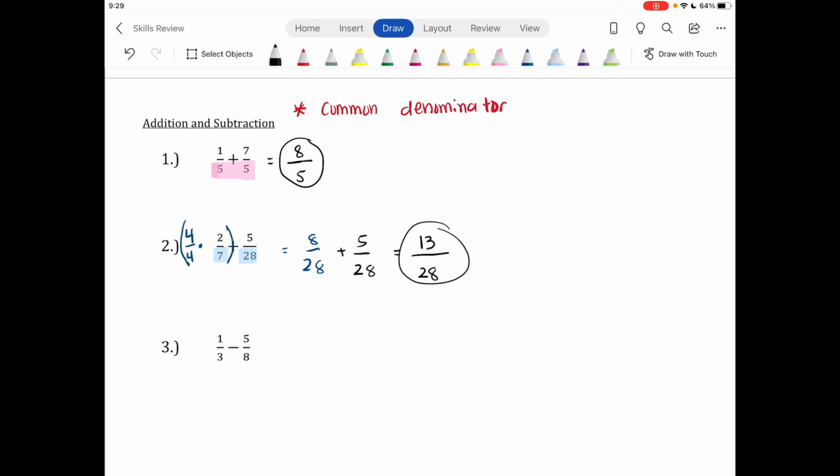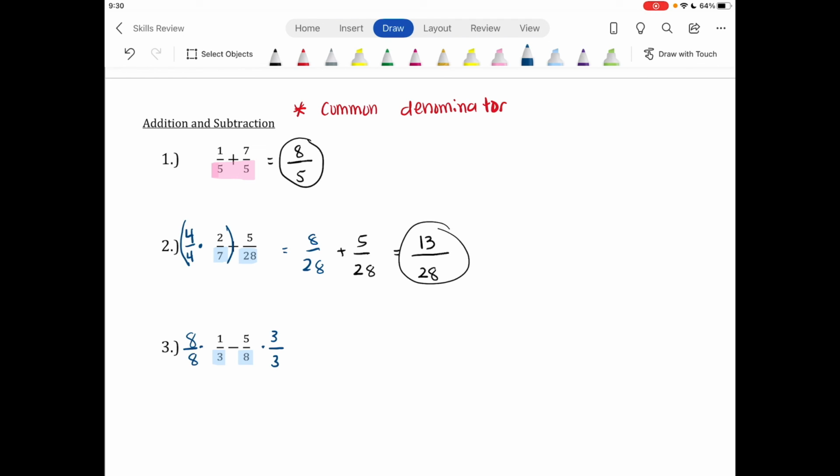Third example, we're going to look at our denominators, which are different, 3 and 8. 3 does not fit into 8 though, so this means we're going to have to end up multiplying both fractions. The smallest number that both 3 and 8 can fit into is going to be 24. In order for 3 to become 24, it needs to be multiplied by 8. So we'll do that to both the top and the bottom. In order for 8 to become 24, it needs to be multiplied by 3. So we'll multiply the top and the bottom by that.